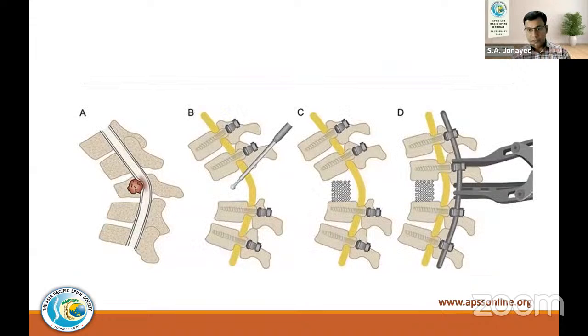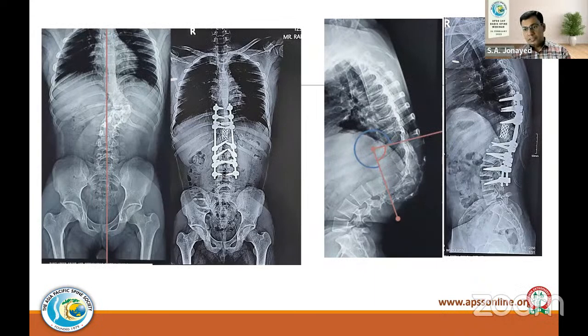And this is the diagrammatic picture you can see here. And this is the final correction. So by doing this, we are able to do the correction with a very good alignment. And this is the final outcome.